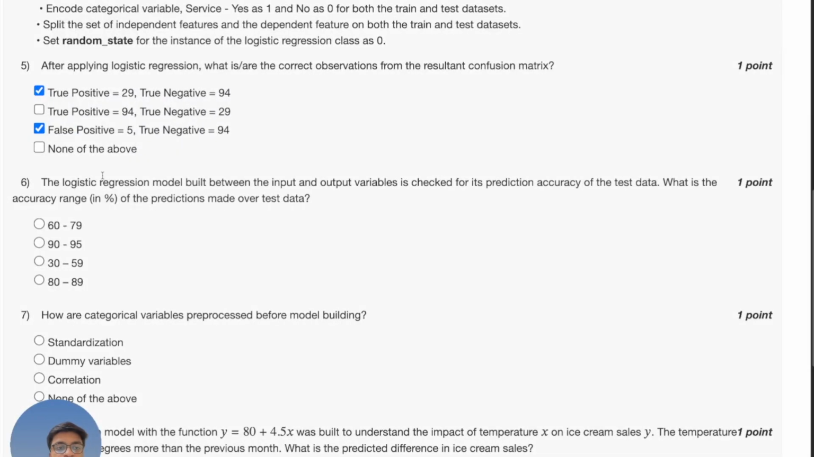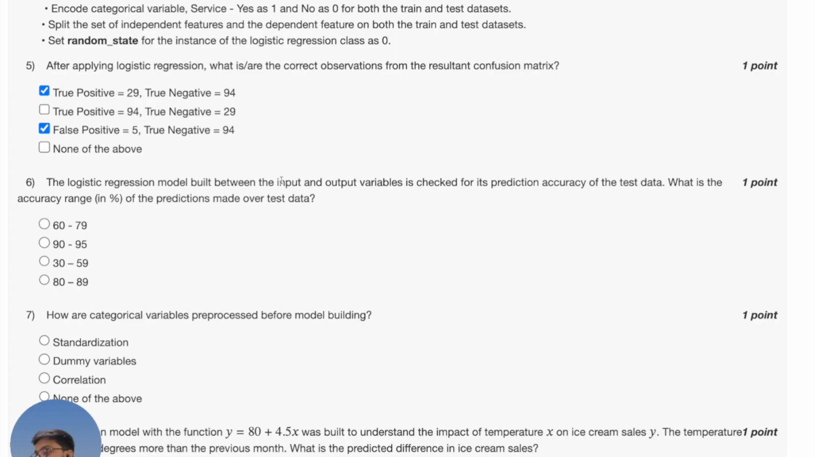So the logistic regression model builds the input and output variable is checked for prediction accuracy of the test data. What is the accuracy range in percent? Okay, this is a quite interesting question. I'll let you know. Just a second, boys and girls.